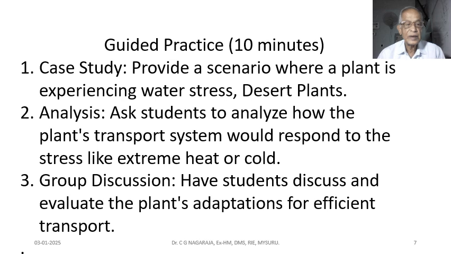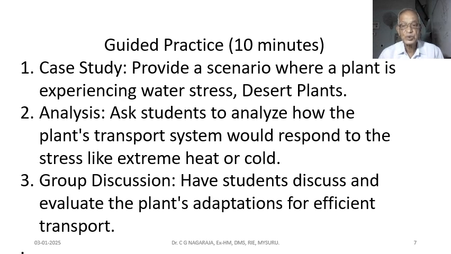To make the class a little more interesting or for a deeper understanding, guided practice, that means you take some case studies. In this case, provide a scenario where a plant is experiencing water stress, that is, desert plants. Show the diagrams, or if you can, show a video where plants are grown in deserts and how their parts are modified. Try to give a case study on that.